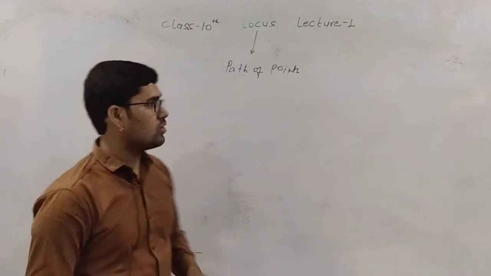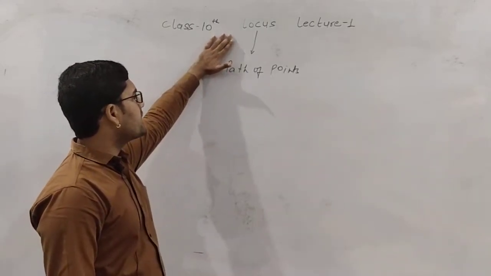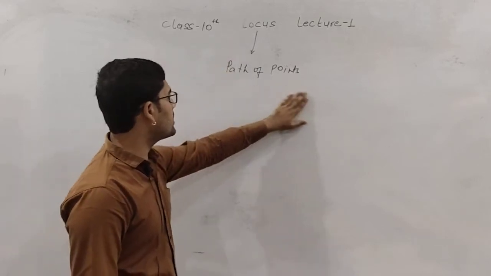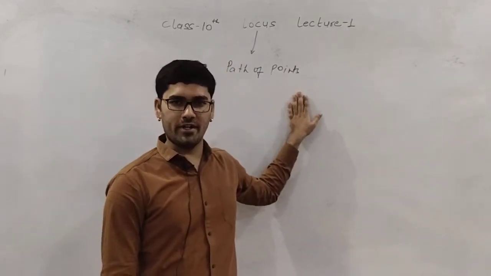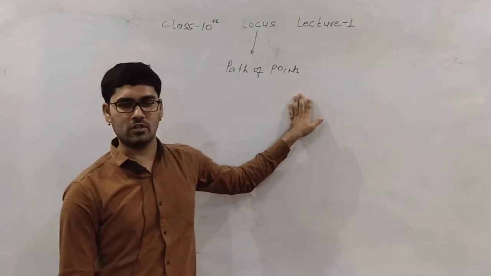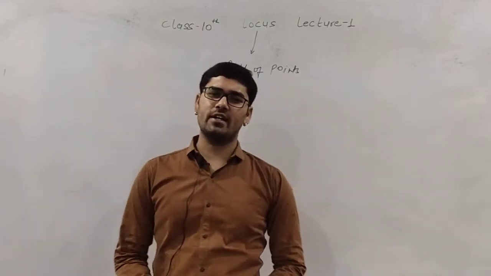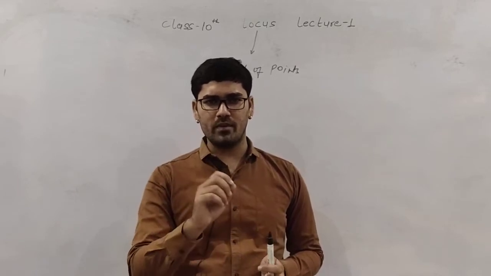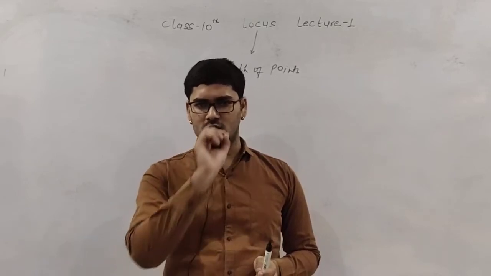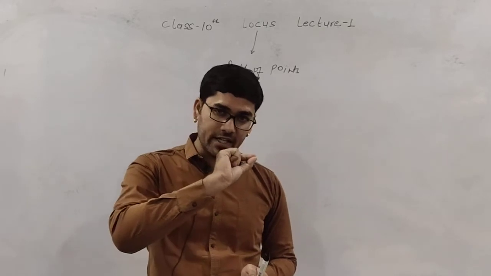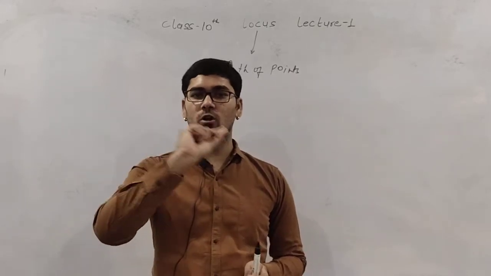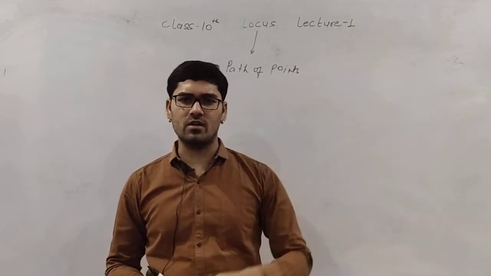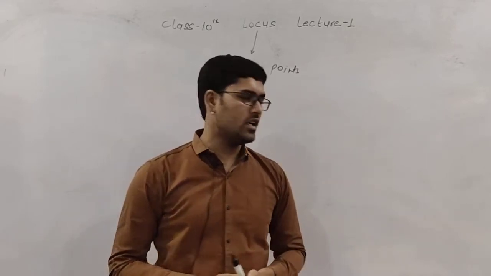So first we will deal with the definition or meaning of locus. What is locus? The meaning of locus is path of points. What does it mean? Suppose that there are so many points drawn on a particular paper or any plane. If all those points are connected, we get a meaningful shape, any kind of shape. This is known as locus.